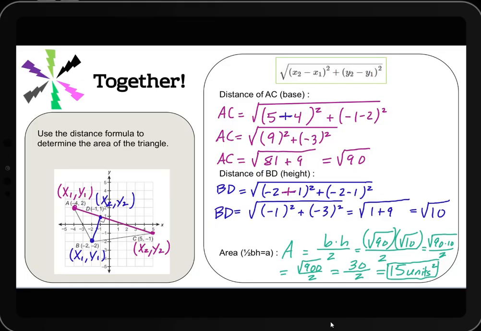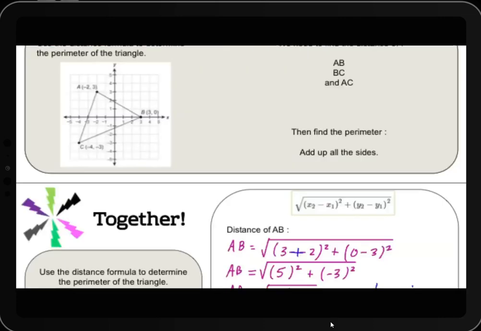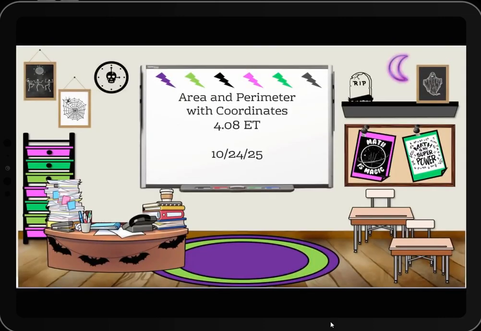Okay, so there we have it. We have the area of the triangle in the coordinate plane, the area of the rectangle in the coordinate plane, and we've also practiced perimeter of triangles and rectangles in the coordinate plane. And that represents lesson 4.08 for your exit ticket.